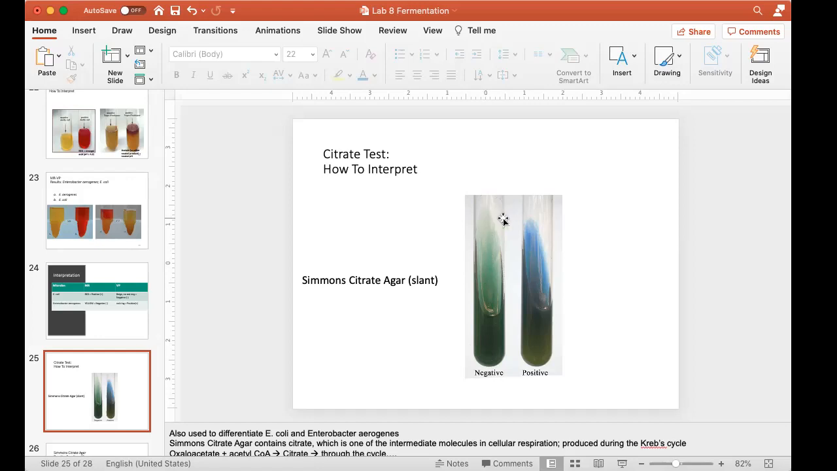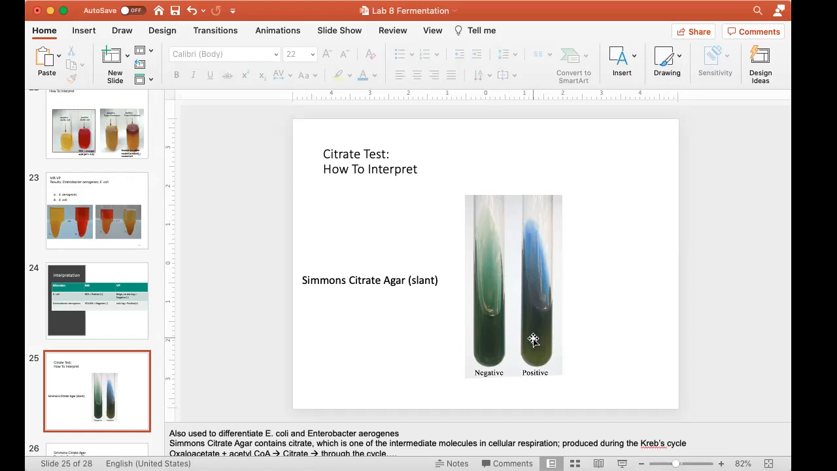You're going to spread your cells down the surface of the slant. You're going to inoculate the tube, in other words, put it into the incubator, take it out the next day, and look for color change. And in this case, we're going to look for this brilliant blue color to appear. So after I inoculate the tube, if the tube stays green, I've got a negative. This organism cannot ferment citrate. If the tube turns blue, this organism can ferment citrate.